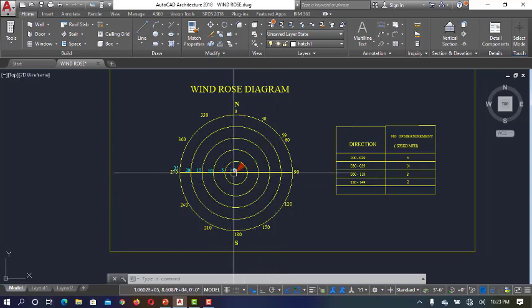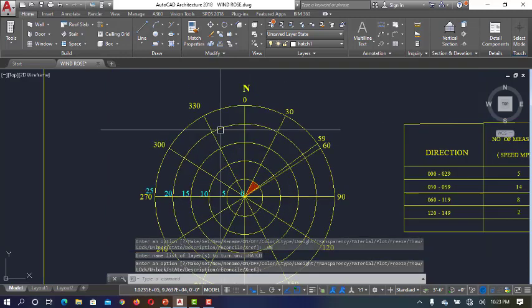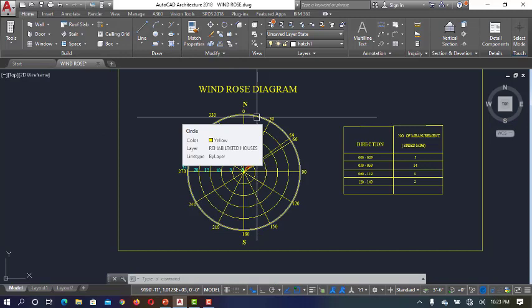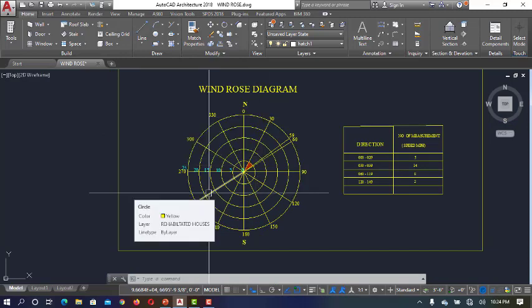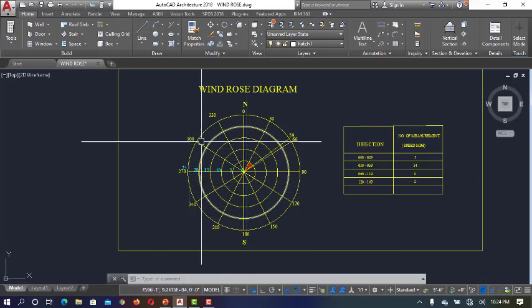This particular thing, 0, 5, 10, 15, 20, 25, are the number of measurements of speed. These are basically the speed of the wind. Next, here you can see between 0 degree and 90 degree, I have plotted 30 degree and 60 degree. In every 90 degree span, I have plotted the intermediates. Hope this is clear to all of you.